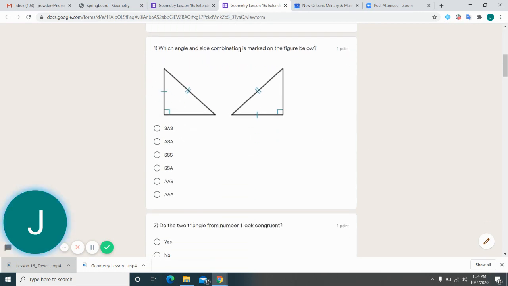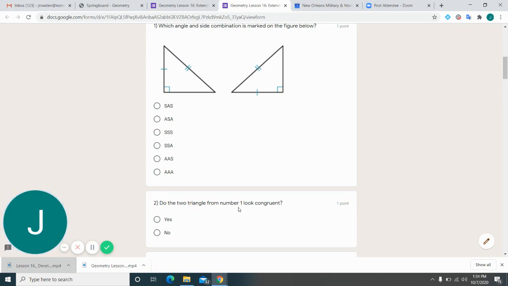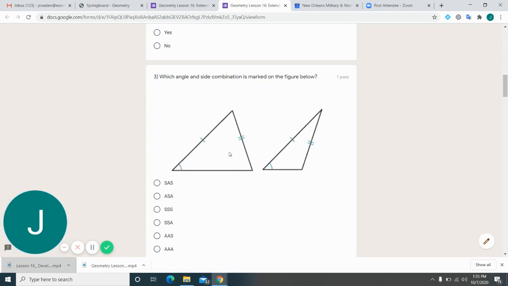Okay, which angle and side combination is marked right here? So what do we have? We have side, side, angle, or you could go backwards, angle, side, side. So we have SSA. Does SSA, based on our last lesson, actually prove that they're congruent? The answer is no, it doesn't. But do they look congruent? Well, yes, they do. Look at this. These look congruent.